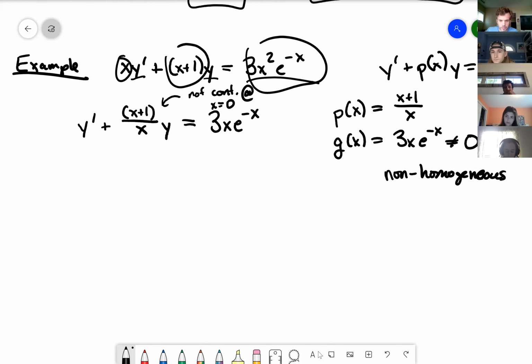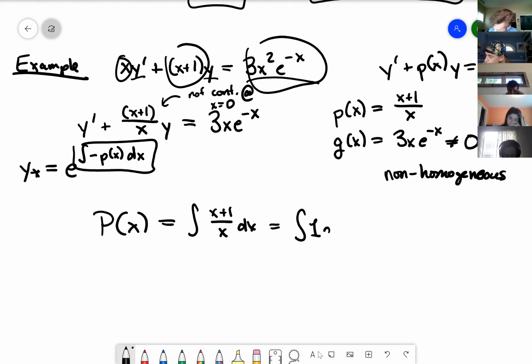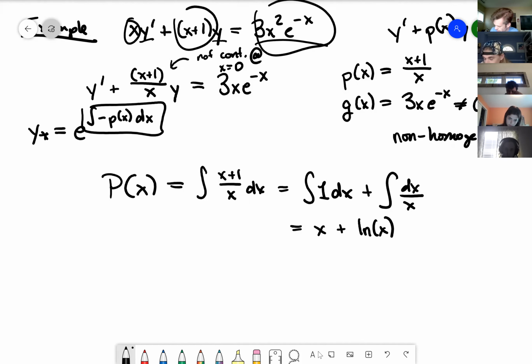So let me cheat for a minute. Get the book. All right. So we know that our homogeneous solution is going to be e to the integral of p of x dx. And so this part right here, which we were calling capital P of x, is equal to the integral of (x plus 1) over x dx, which is the integral of 1 dx plus the integral of 1 over x dx. So this is x, and this is natural log of x. Well, we choose, it should be natural log of the absolute value of x.